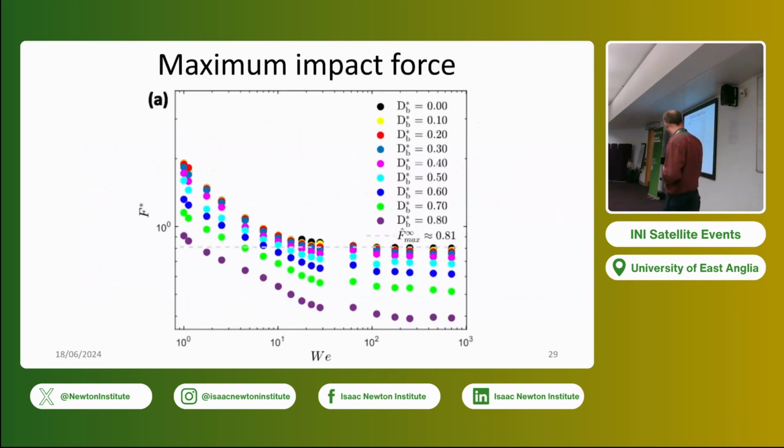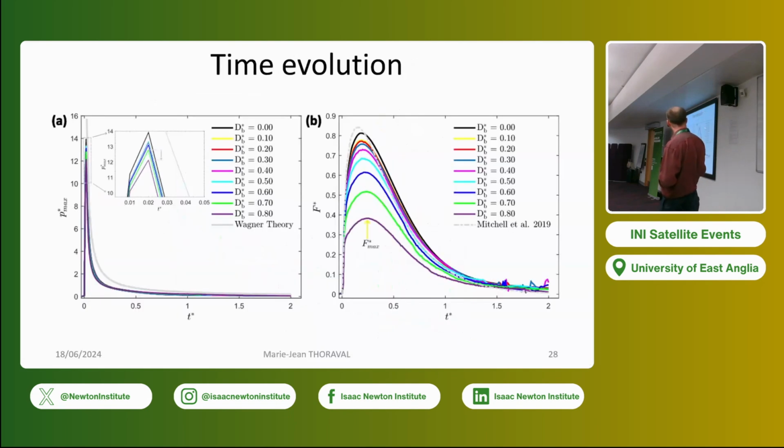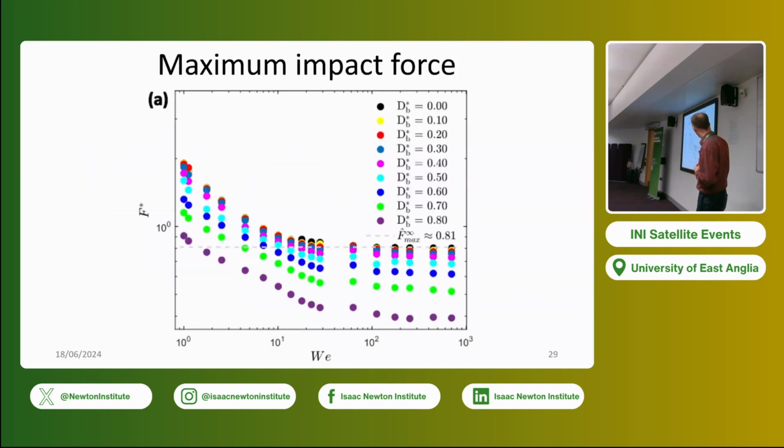And if you measure systematically the maximum impact force that is generated here for different impact conditions, you see first the curves that we saw before: you have the plateau at high Weber number for the full drop, and then the Weber correction at lower Weber numbers. And then when you increase the bubble size, you have this decrease of the maximum impact force. And you see that there is this tendency also at lower Weber numbers.